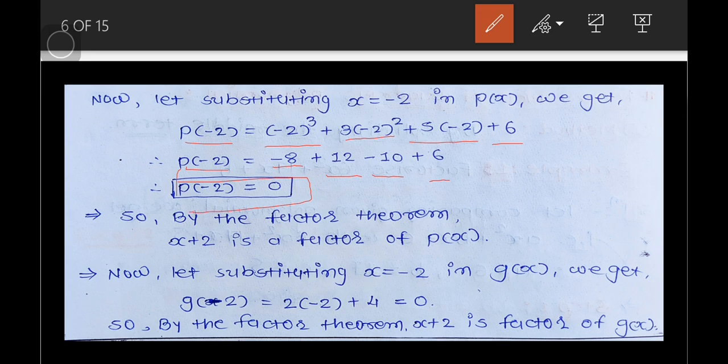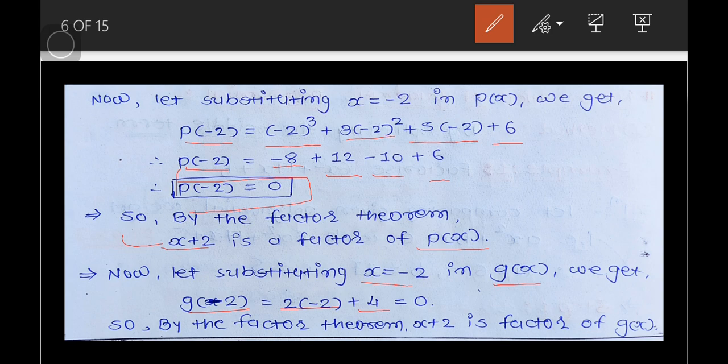So we can say that by the factor theorem, x + 2 is a factor of p(x), that is, the zero of x + 2 makes p(x) = 0. Now about g(x), substituting x = -2 in g(x), we get g(-2) = 2(-2) + 4, which is equal to 0. So by the factor theorem we can say that x + 2 is a factor of g(x). So that was the use of the factor theorem.